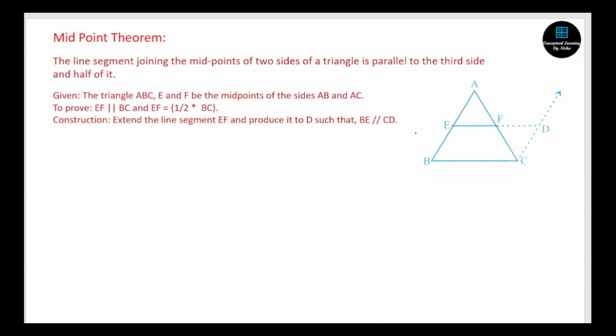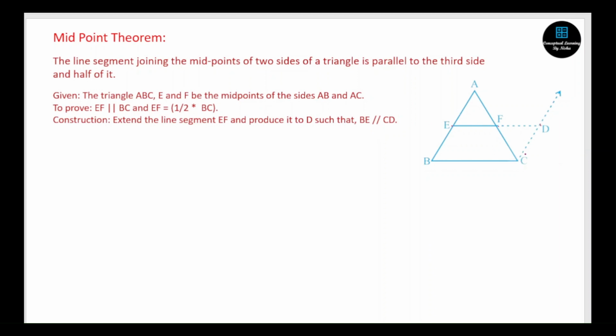Here we are going to take a construction to prove this theorem. So what is the construction? We extend EF from the F side, and we make a line parallel to AB, which intersects at point D. So BE is parallel to CD here.